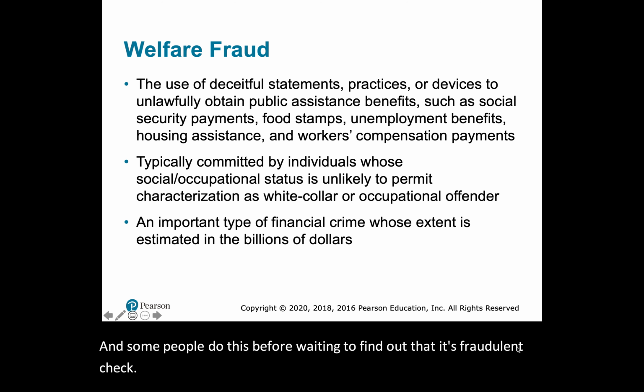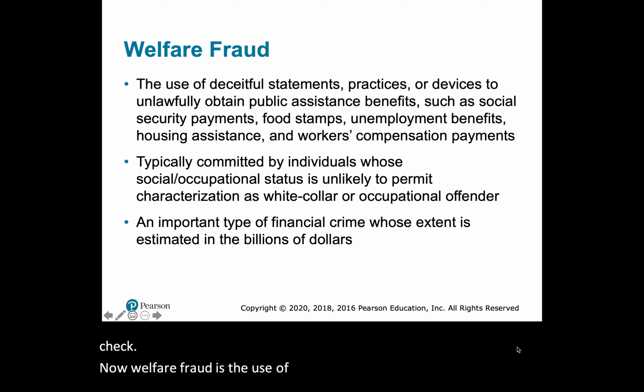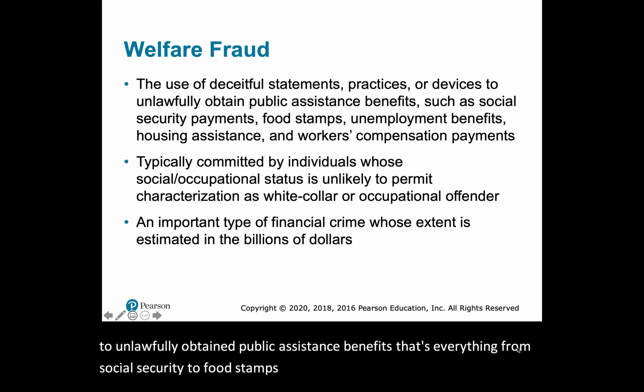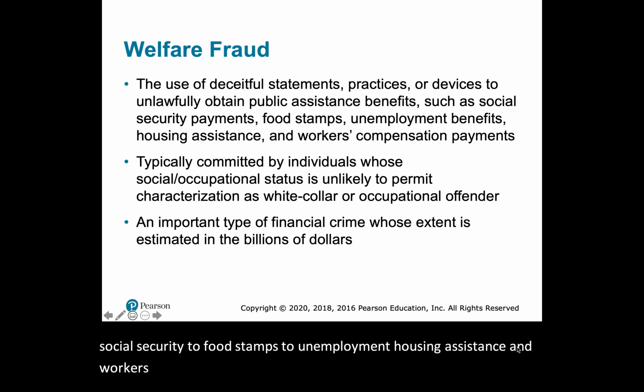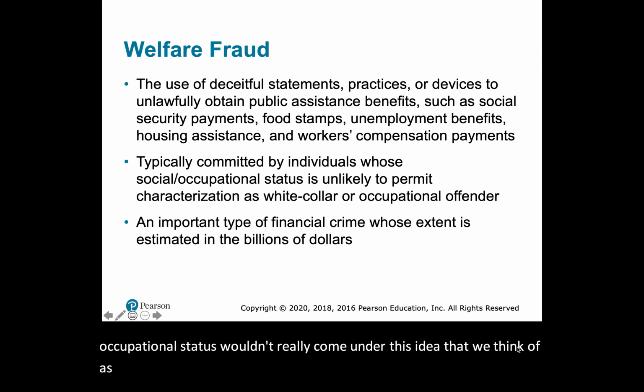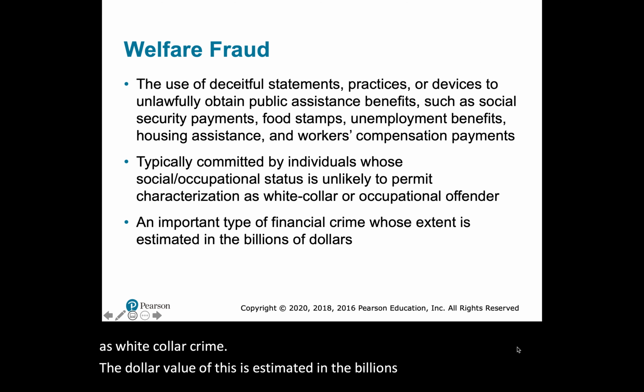Now, welfare fraud is the use of deceitful statements, practices, or devices to unlawfully obtain public assistance benefits. That's everything from Social Security to food stamps to unemployment, housing assistance, and workers' comp. So this is usually committed by someone whose social and occupational status wouldn't really come under this idea that we think of as white-collar crime. The dollar value of this is estimated in the billions of dollars each year.